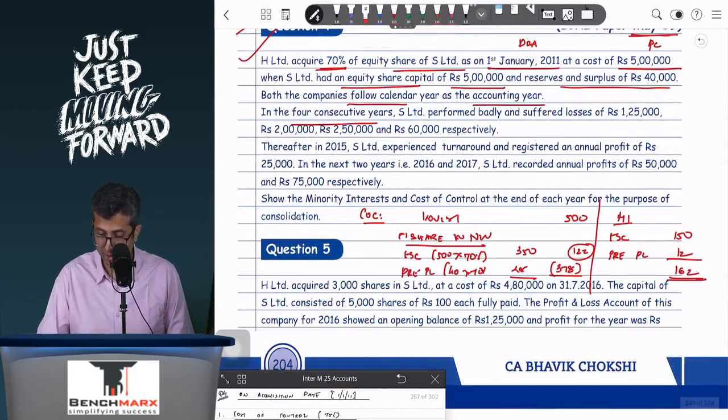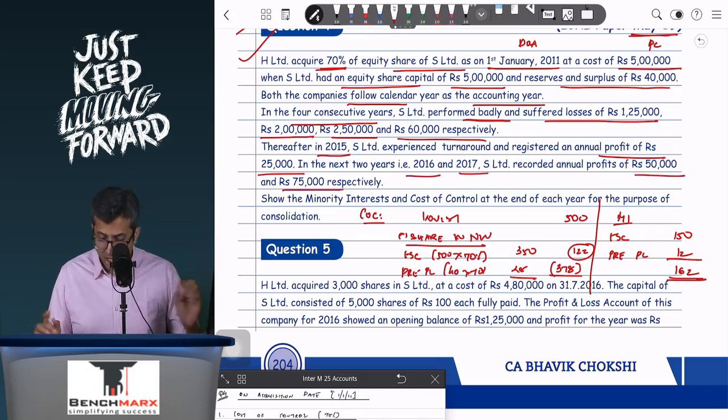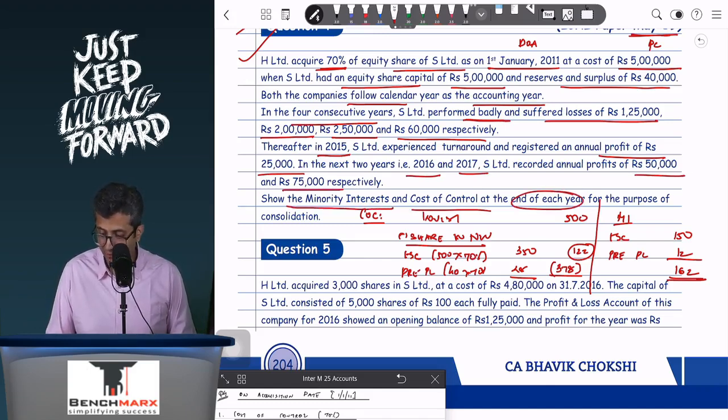They say in the 4 consecutive years, S performed badly and suffered losses of 1,25,000, 2 lakhs, 2,50,000 and 60,000 respectively. These are all losses. Thereafter, in 2015, S experienced a turnaround and registered a profit of 25,000. In the next 2 years, that is 16 and 17, again recorded profits of 50 and 75 respectively. Show the minorities interest and cost of control at the end of each year for the purpose of consolidation.